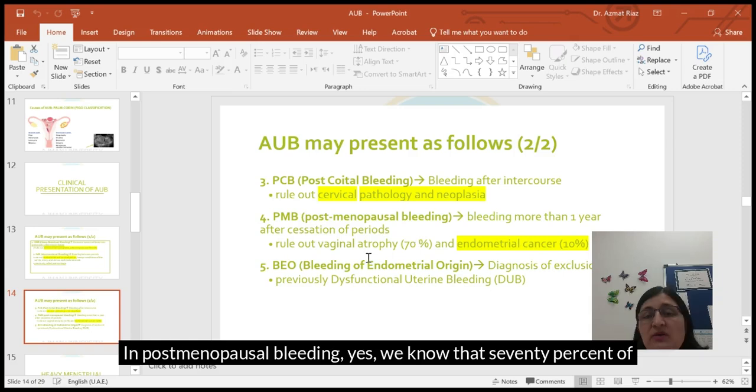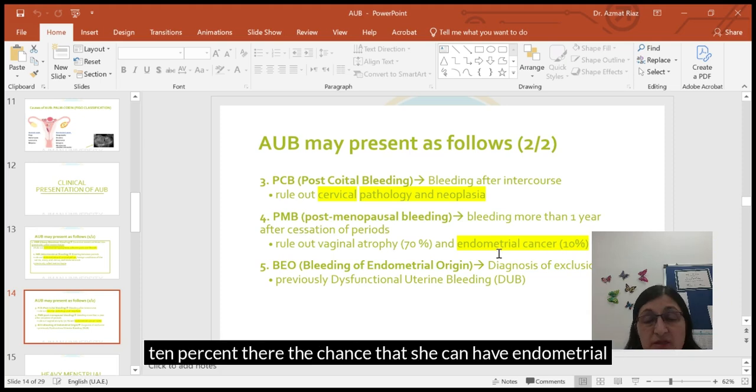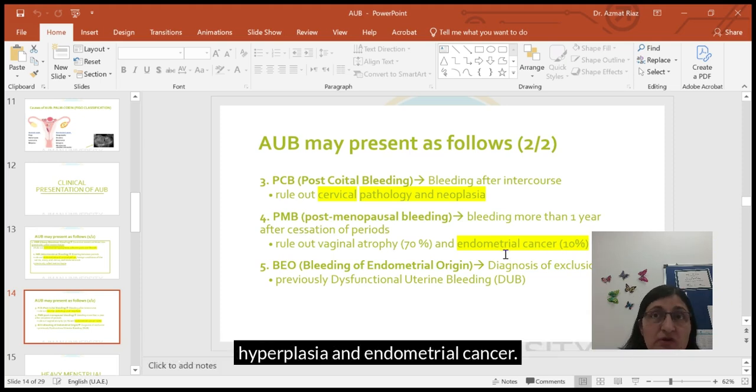In postmenopausal bleeding, yes, we know that 70% of them have benign conditions, but there is always a 10% chance that she can have endometrial hyperplasia and endometrial cancer.